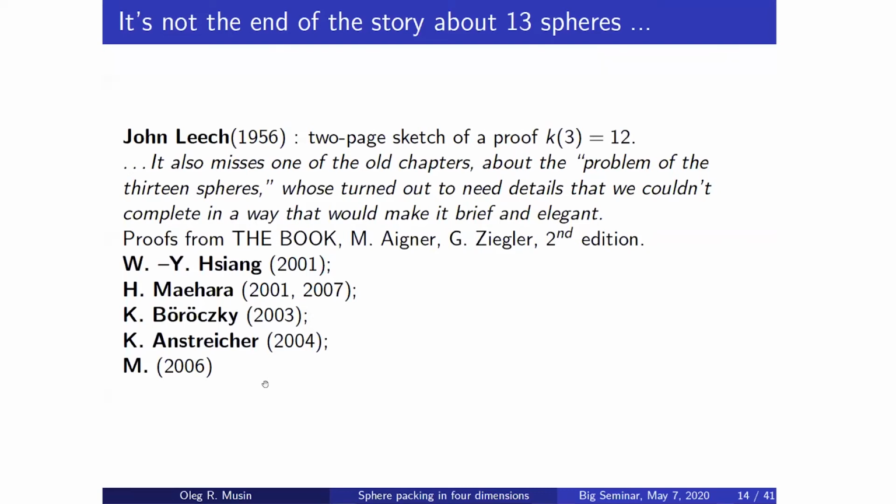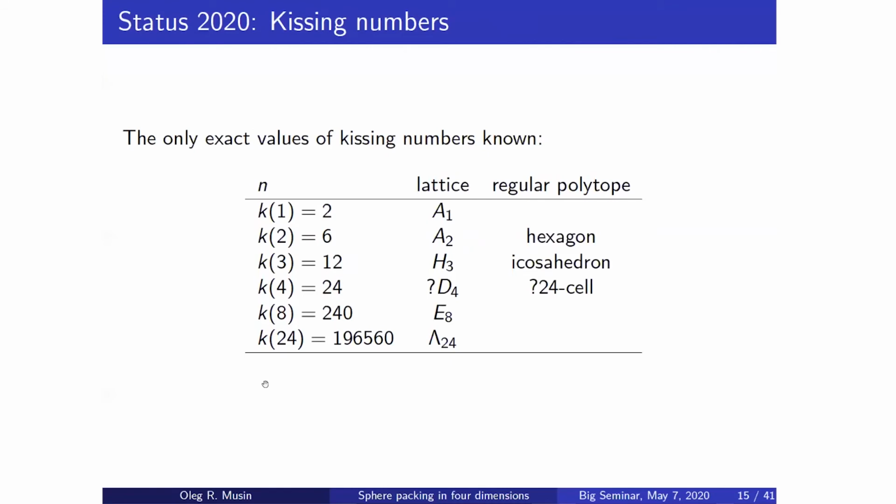This is the Gregory-Newton problem, the kissing number. Let's look at the status of the kissing number, what we know now. We know, of course, that in dimension 1 it's obvious.